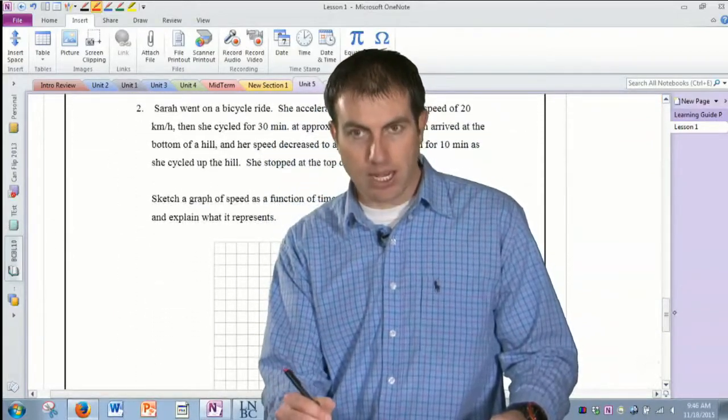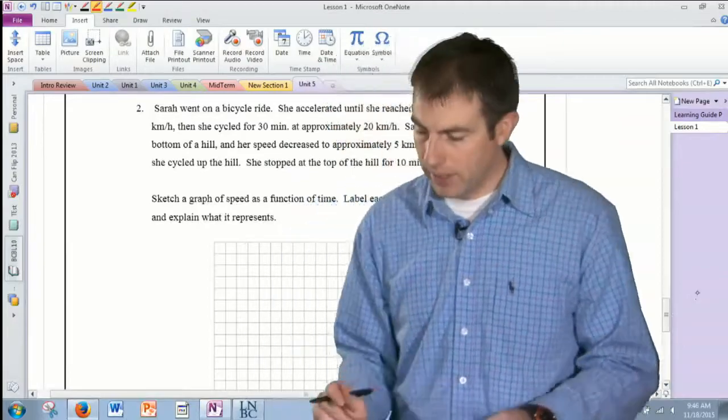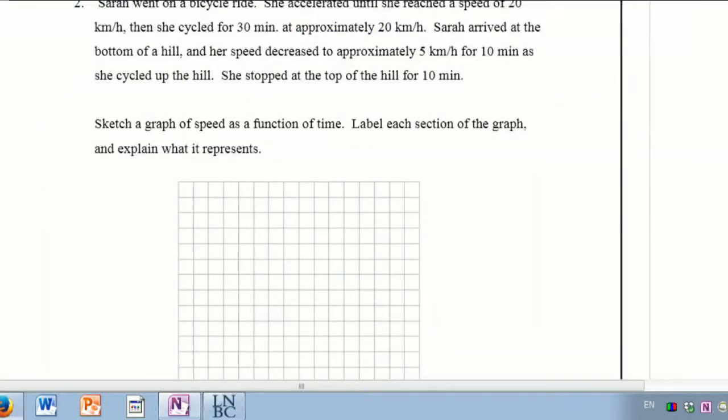The last one here asks us to plot a graph. So they give us a scenario. Sarah went on a bicycle ride. She accelerated until she reached 20. She cycled for 30 minutes at 20 kilometers an hour. She arrived at the bottom of a hill. Her speed decreased to 5 for 10 minutes, and then she cycled up the hill. She stopped at the top of the hill. Sketch a graph of the speed as a function of time. Label each section of the graph and explain what it represents.